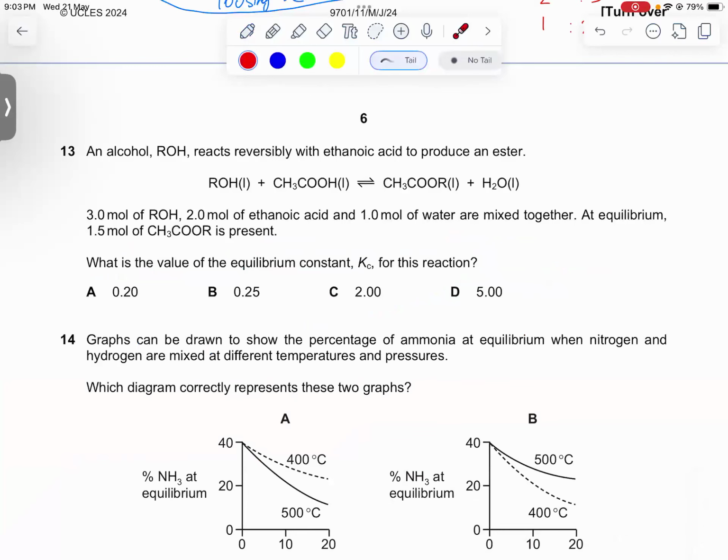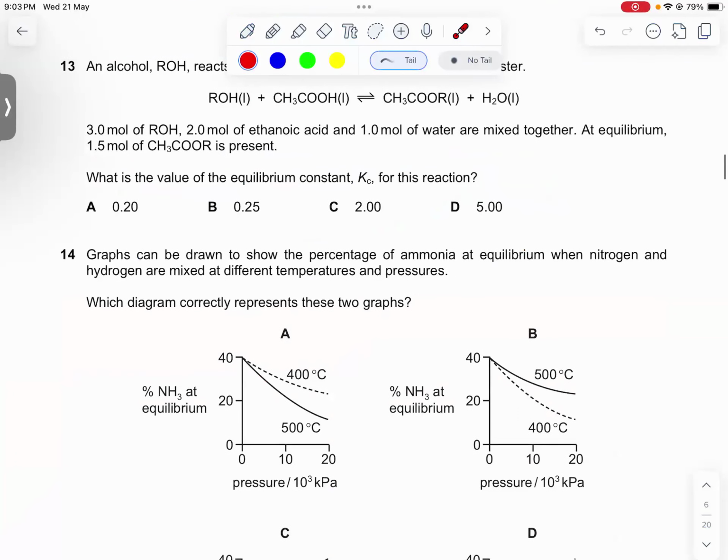Next question. An alcohol ROH reacts reversibly with ethanoic acid to produce an ester: ROH plus CH3COOH, reversible reaction, CH3COOR plus H2O. 3 mole of ROH, 2 mole of ethanoic acid, and 1 mole of water are mixed together. At equilibrium, 1.5 mole of CH3COOR is present. What is the equilibrium constant Kc of this reaction?